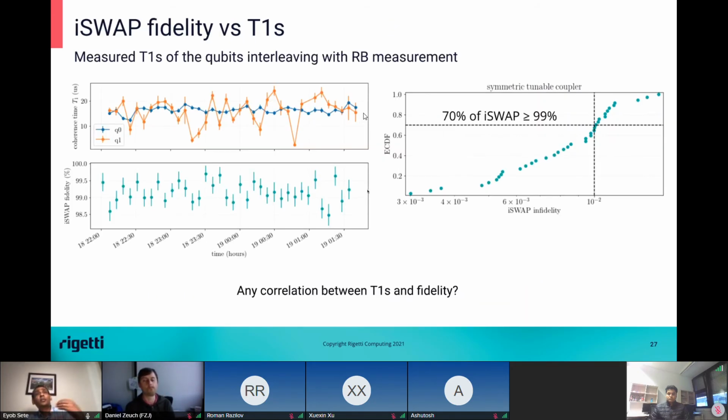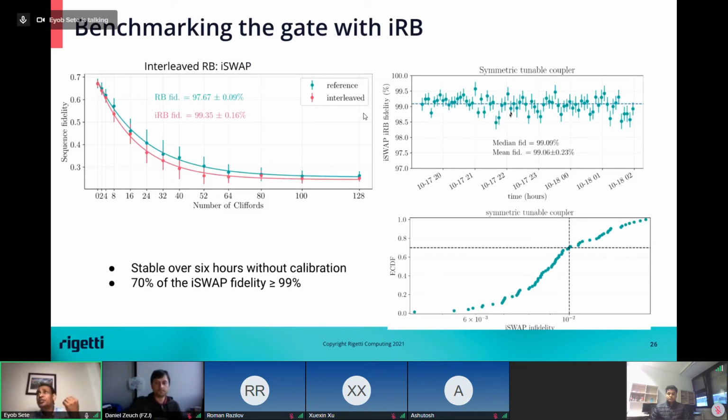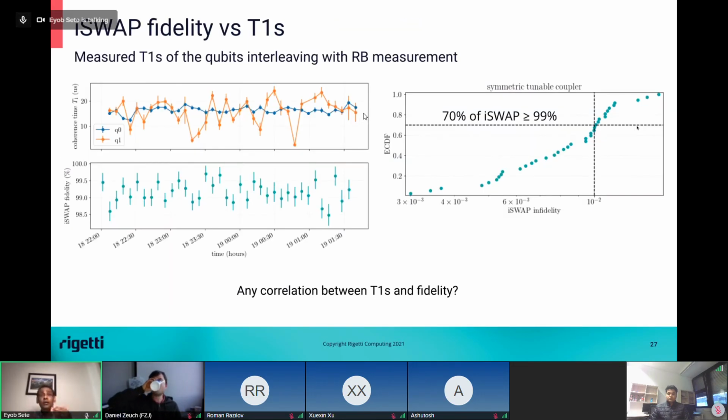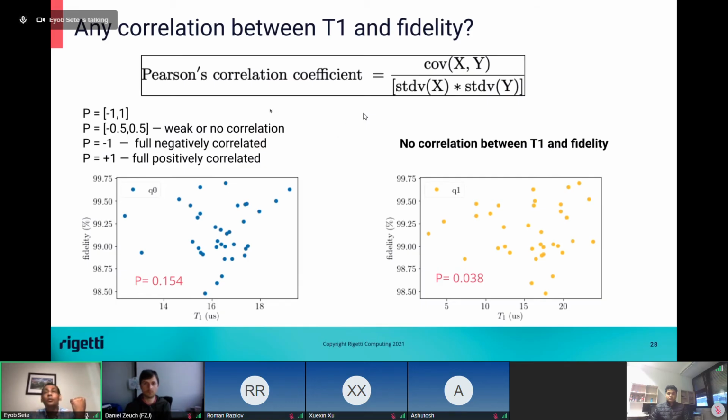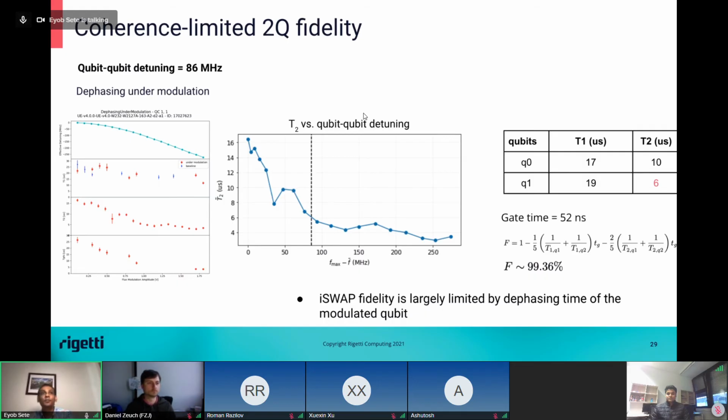We were trying to explain whether there is any correlation of the little bit of variation with T1, because we know T1 varies with time. So as you can see here, T1 versus the fidelity measured, we tried to find any correlation using what we call the Pearson correlation coefficient. There is nothing there. So there is no correlation at all. So the fidelity is not limited by T1 in a way. We do know that, we measured the T2 under modulation. This is how it looks like.